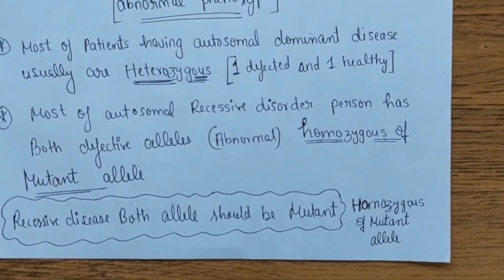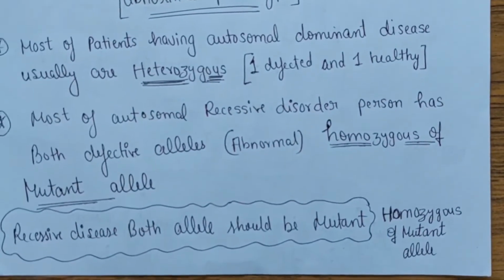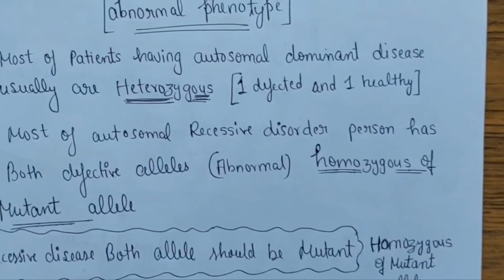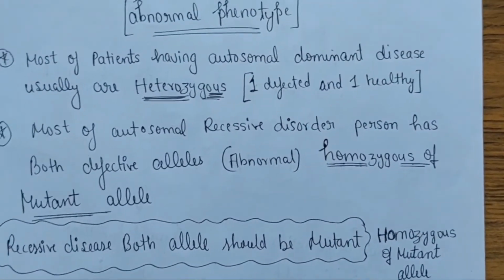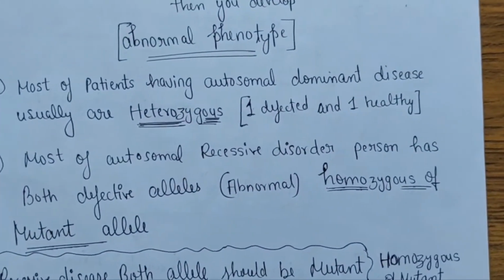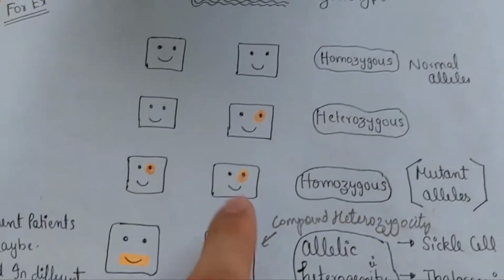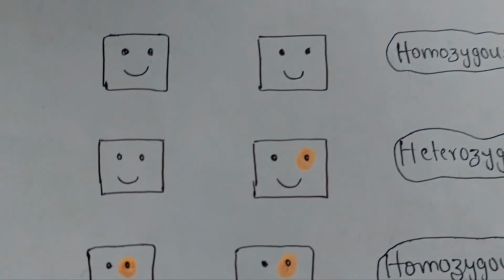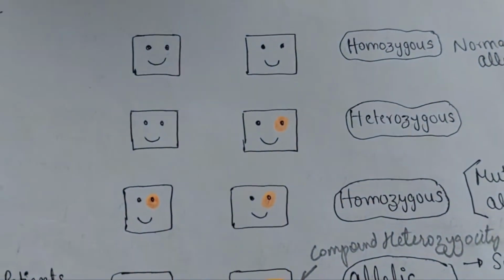So now just to recap, most of the patients having autosomal dominant disease are usually heterozygous. That means they have one defective allele and one healthy allele. And most autosomal recessive disorder patients will have both alleles defective or abnormal. That is, they can be homozygous for the mutant allele. So here we can see that the recessive will be like this, homozygous mutant, or they can be compound heterozygous for recessive disorders. For dominant disorders, it will be this heterozygous situation where one allele is defective and the other is a normal allele.